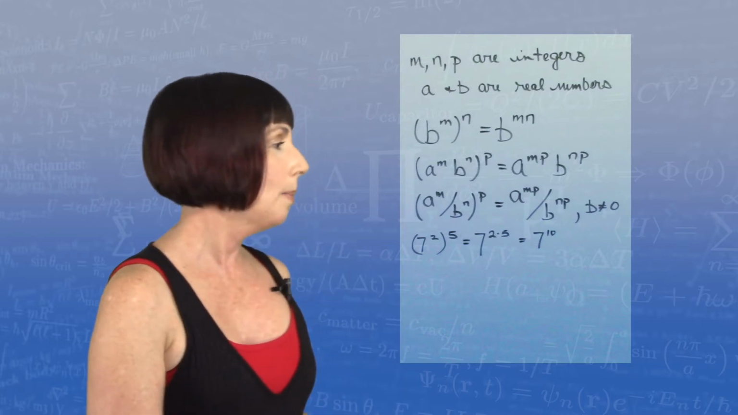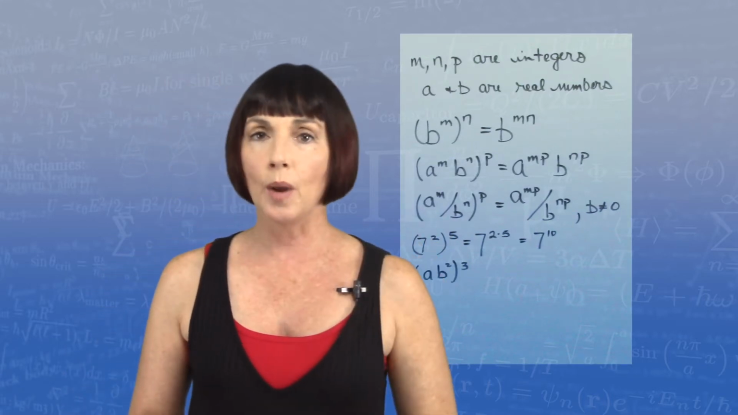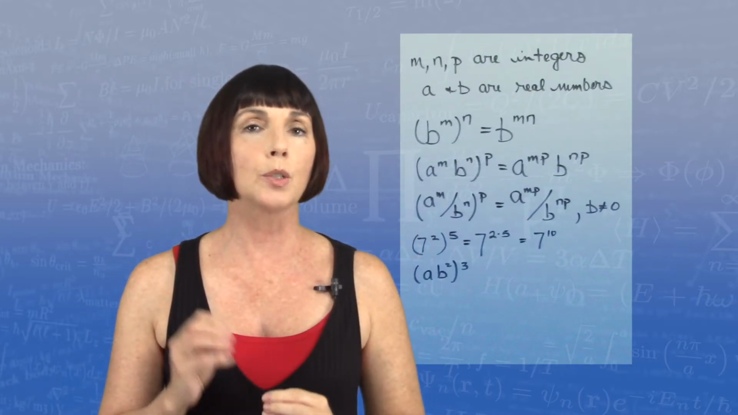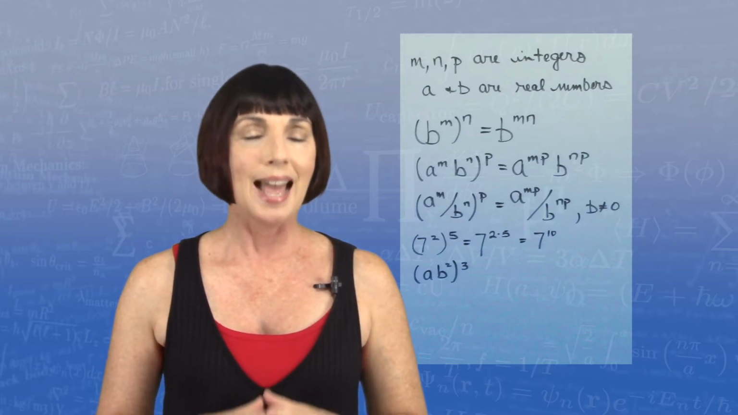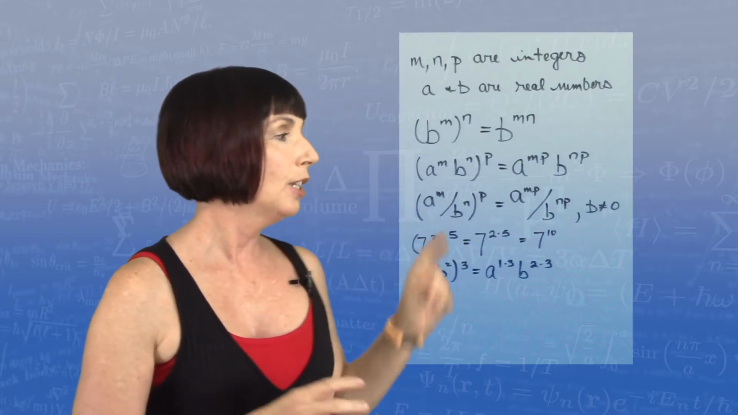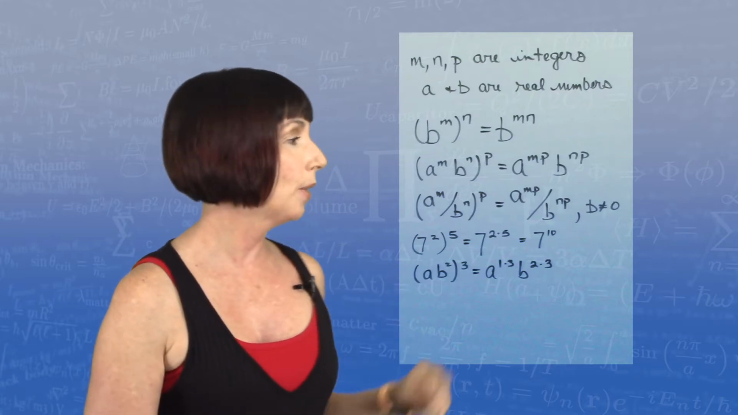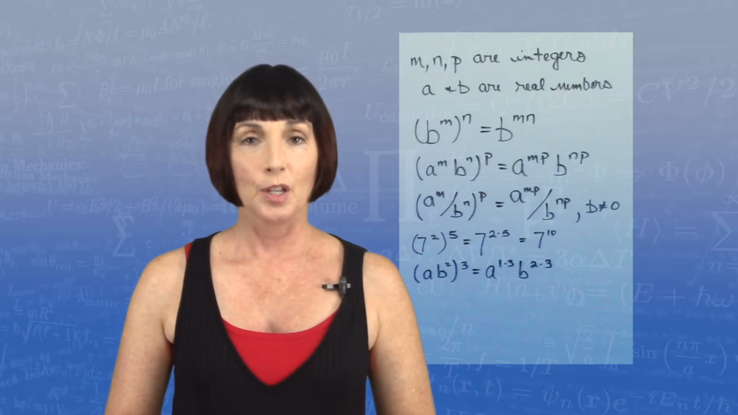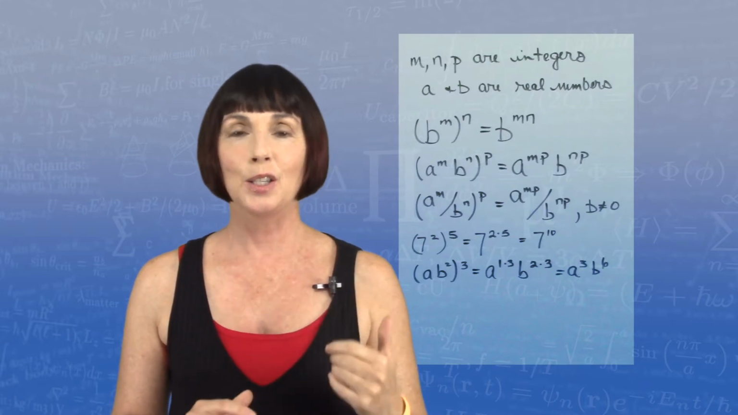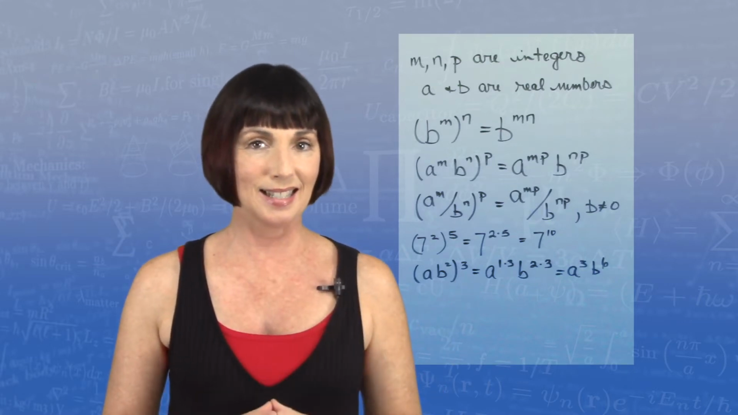Okay, what about ab squared, and that whole quantity is raised to the power of 3? That gives me a to the power of 1 times 3 and b to the power of 2 times 3. So that gives me a cubed times b to the 6th.